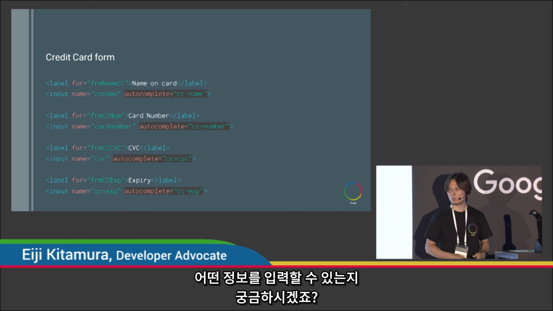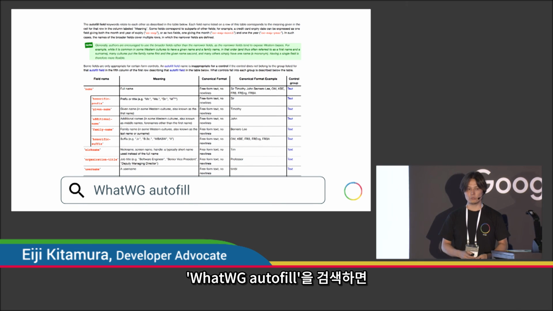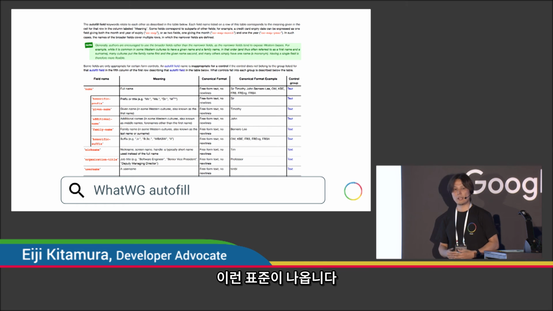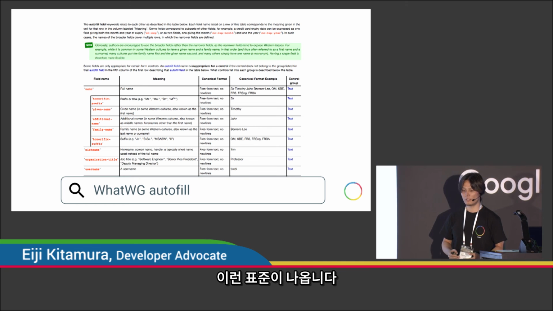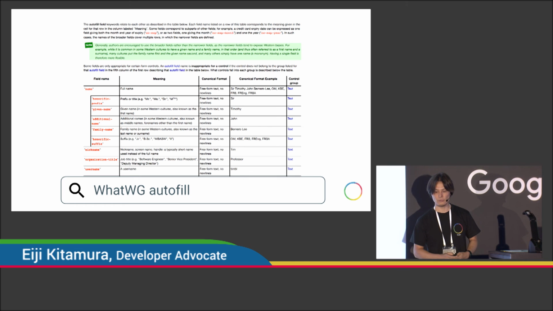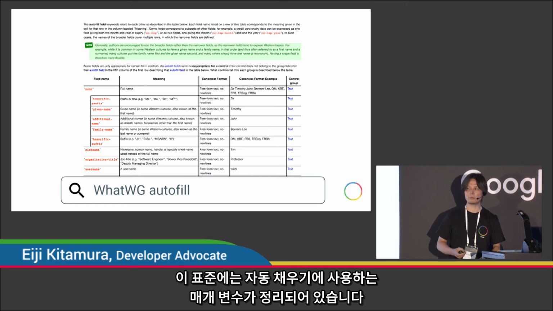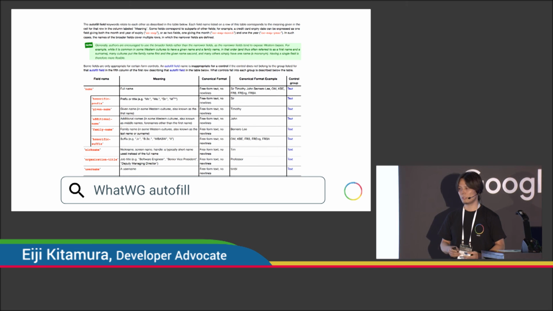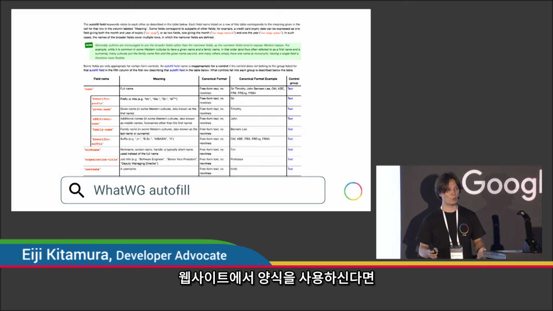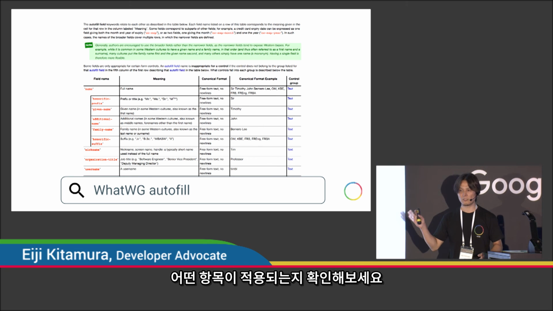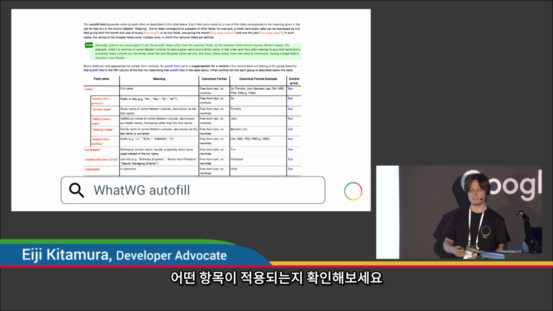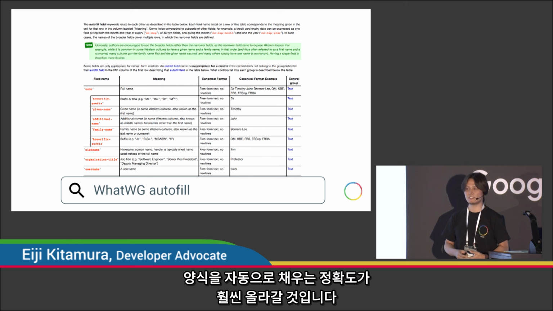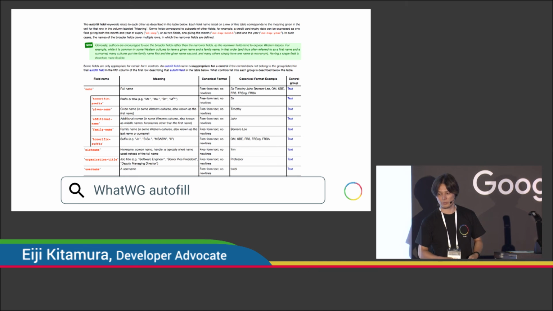You may wonder, what else do we have? Just search for the word WHATWG autofill, and we have a standard for this specification. If you look at this specification, you can find a list of parameters for autocomplete, so that if you have any forms on your website, just go and find which one applies to it, so that browsers will fill out those forms even more precisely.